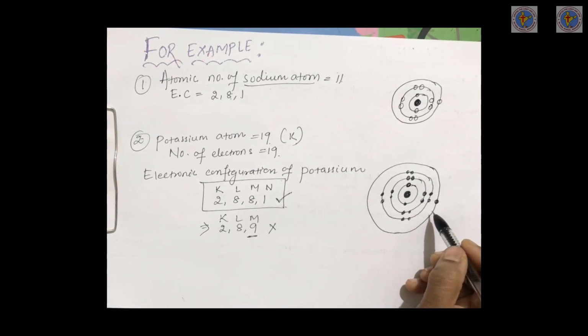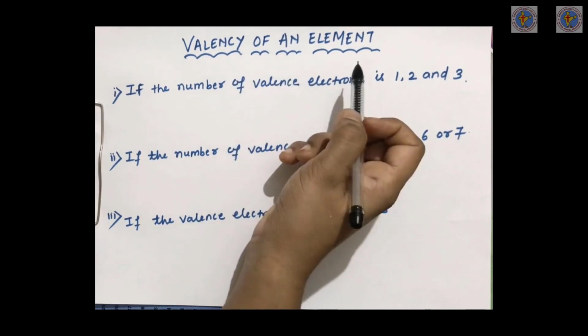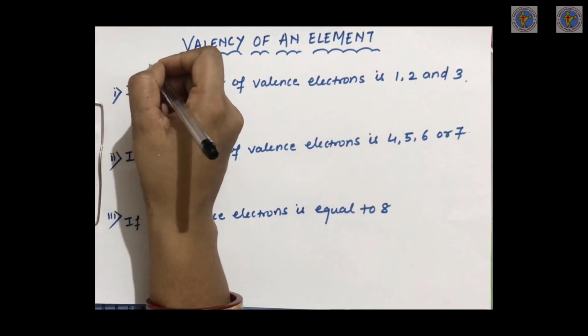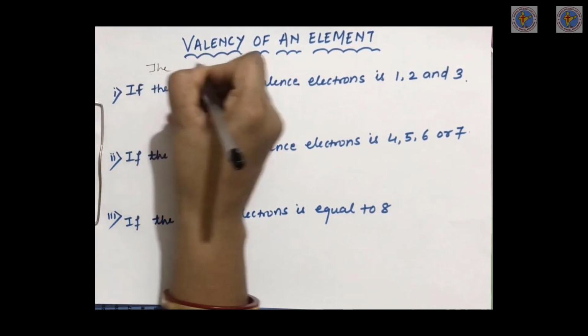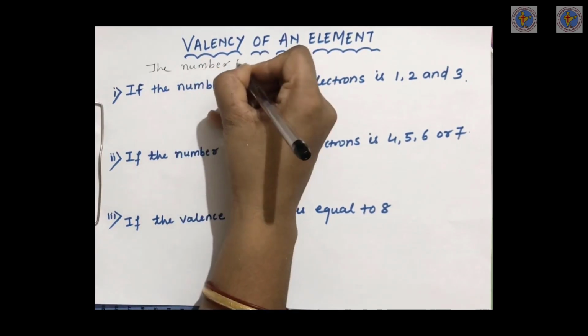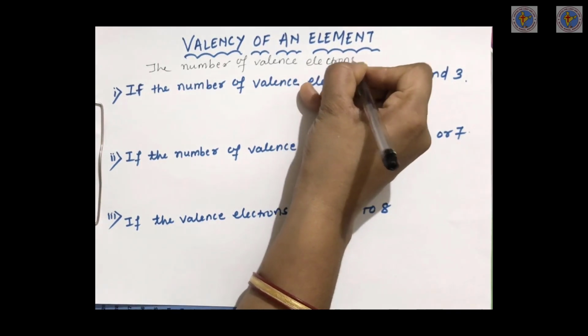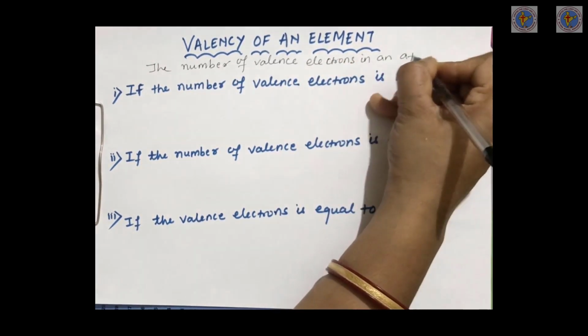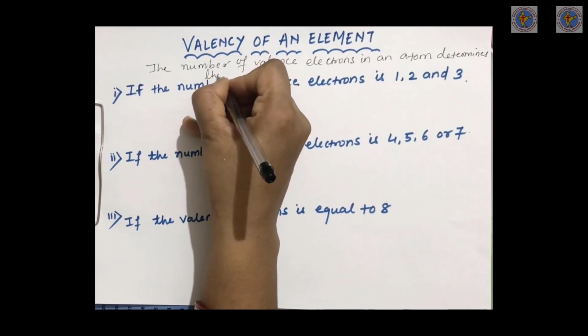So here what is the valence electron, children? 1. Here 1 is the valence electron, that means the valence electron of potassium is 1. Okay. Valency of an element. Children, how can we find out the valency of an element? Okay. The number of valence electrons in an atom determines the valency.